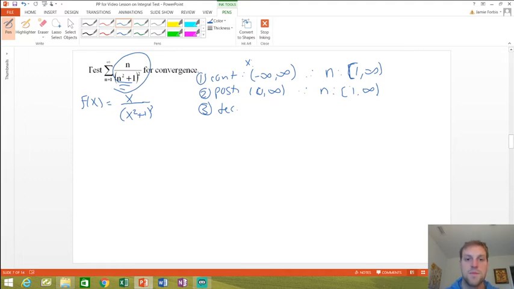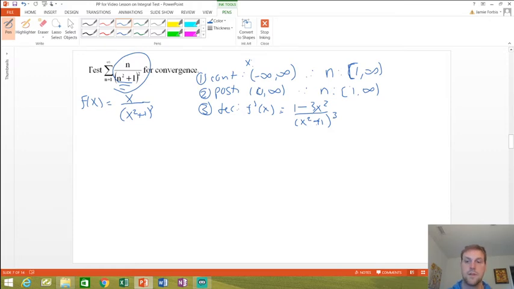And then decreasing comes from finding f prime of x, and for the sake of space and time, I'll let you do the work to find the derivative on your own. I got the derivative down to 1 minus 3x squared over x squared plus 1 cubed. You can check my math on that, but I did low d high minus high d low, and simplified it to that.